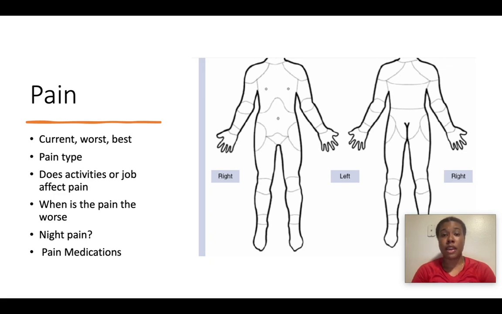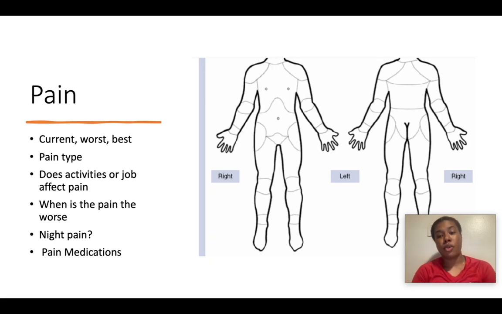We also want to know what the pain type is. Is it dull? Is it sharp? Is it tingling? Do they feel numbness? And then, as well as, is it constant or is it intermittent? We want to know, again, what activities they do that cause this pain. So we want to know a little bit more specifically what it is that they're doing that causes that pain.